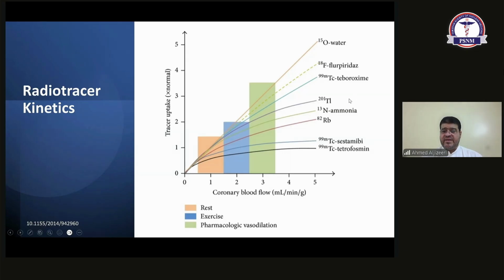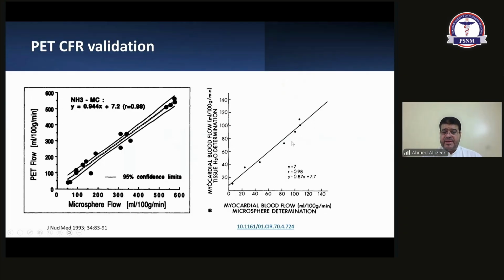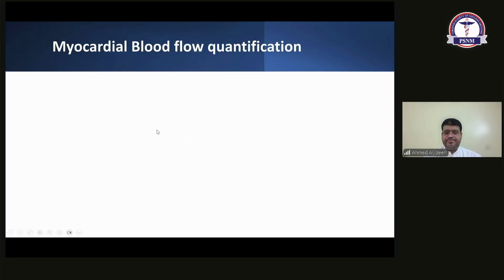Now, the other tracers that we use in PET are N13 ammonia and rubidium, which are so far from being perfect, and with the advent of flurpiridaz, probably we'll go in a better way of identifying a good relationship with myocardial blood flow and kinetics. Nonetheless, comparing ammonia and rubidium to the microsphere, which is done in animal models, you could see that the relationship is excellent with an R of almost 98%.